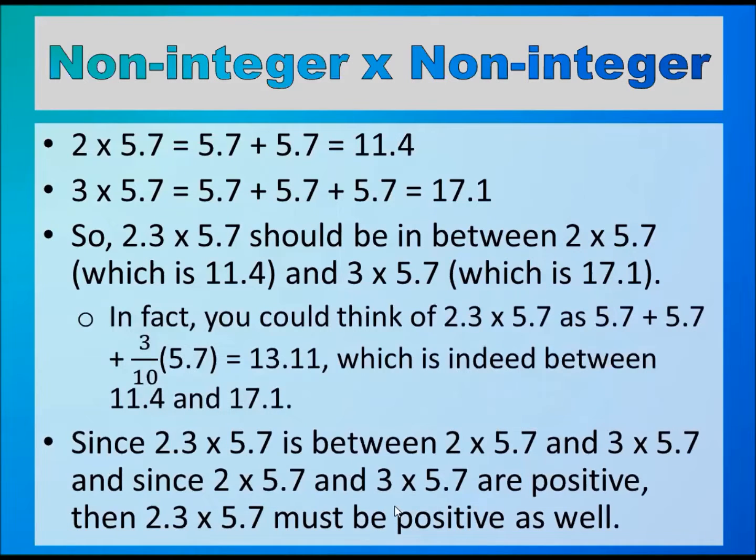Since 2.3 times 5.7 is between 2 times 5.7 and 3 times 5.7, and since 2 times 5.7 and 3 times 5.7 are positive, then 2.3 times 5.7 must be positive as well. Basically, if you have two numbers, and you know both of them are positive, and you have a third number, and you know it's between those two numbers, then you know right off the bat that that third number is positive as well.